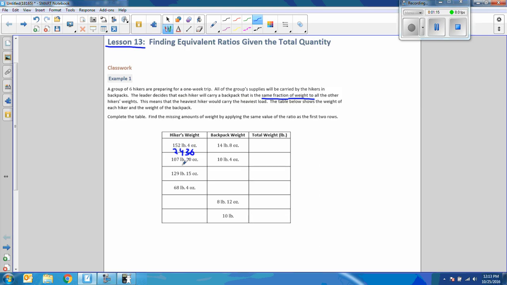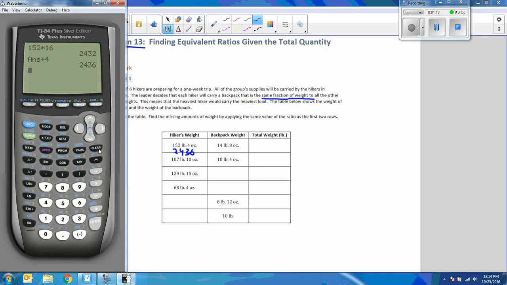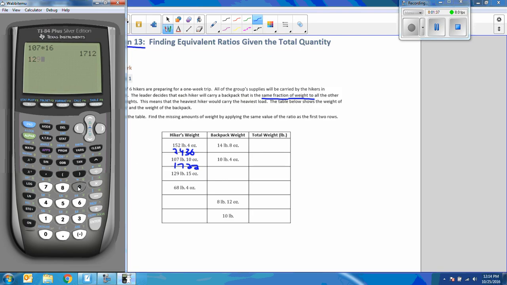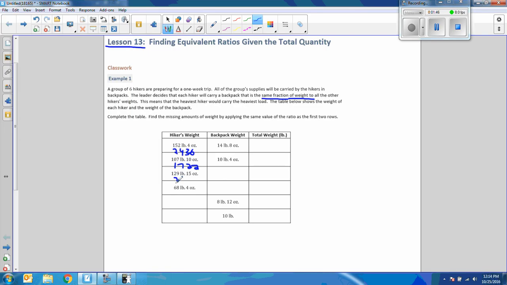2,436. Okay, now I'm going to do the same for the rest. So I go back to my calculator, and 107 pounds times 16 ounces is 1,712, and then I'm going to add 10 to that, so it's 1,722 ounces. Back to my calculator, 129 pounds times 16 ounces per pound gives me 2,064 ounces, plus the 15 ounces. So that's 2,079 ounces.